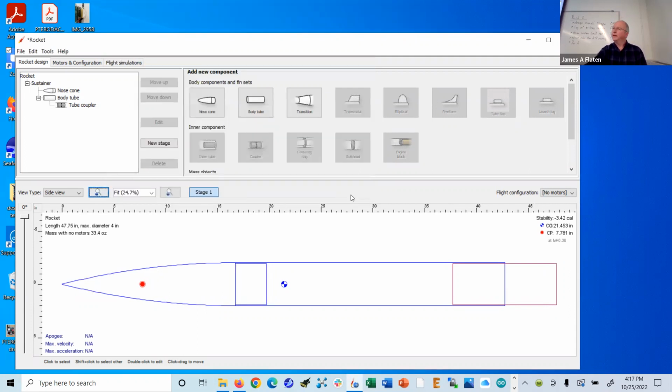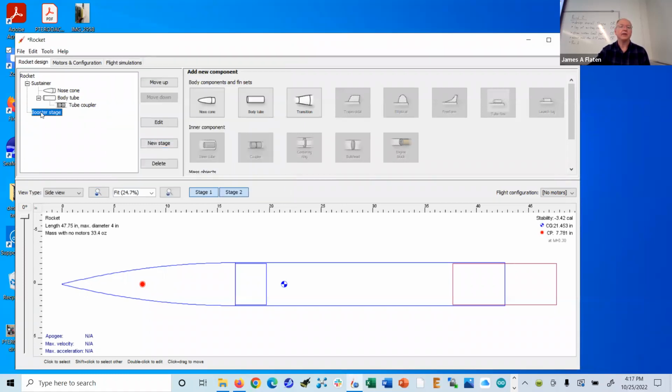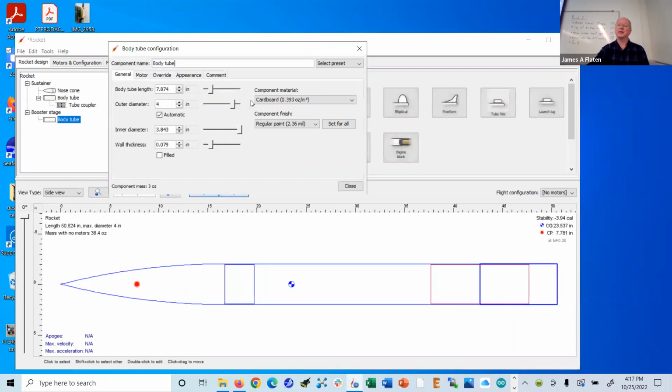Okay. Now is the lower part of the rocket, literally. So what I'm going to do is click new stage. This is a separate piece of the rocket. So this is called the booster section. Close that. And what do I want to put in the booster section? And the answer is I want to put in a body tube.